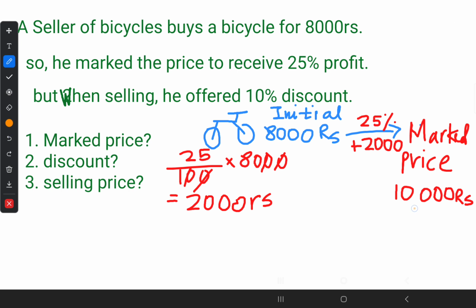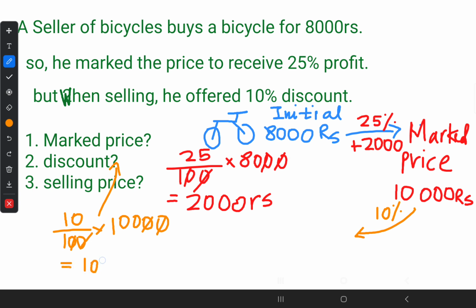Okay, thereafter, from the mark price only, he will give you the discount. What is the percentage of discount? That is 10, same as previous one. So from the mark price, he will give you 10 percentage discount. So we need to find the discount. To find the discount, 10 over 100 for the mark price. Let's multiply this with 10,000. That will give you 1,000 rupees. That is the discount he is going to give you.